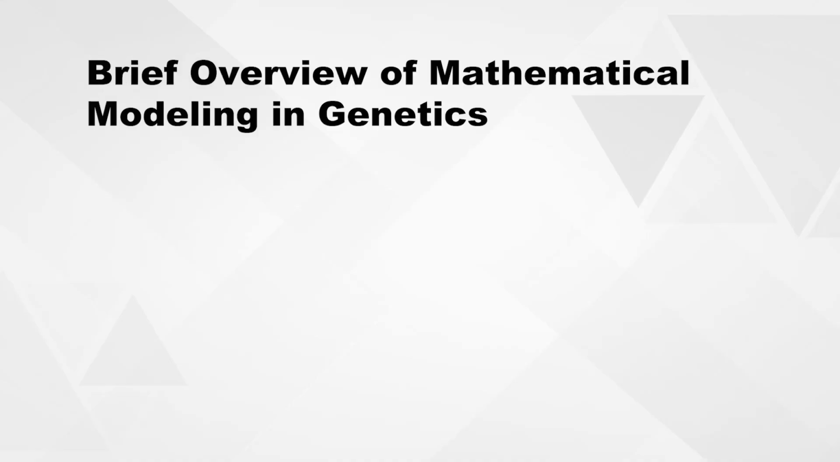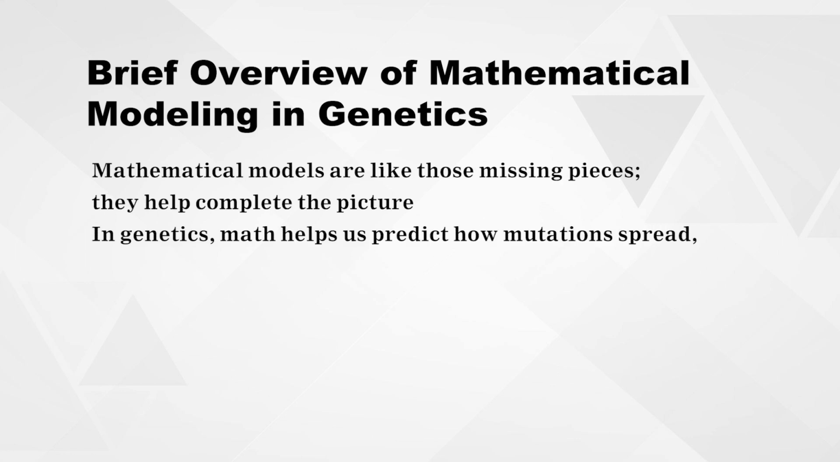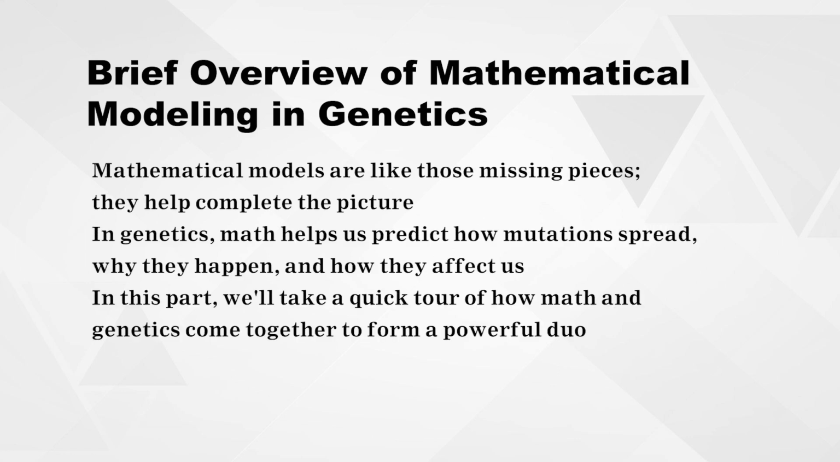Now, before I go ahead, I will give a brief overview of mathematical modeling in genetics. Imagine you have a puzzle but some pieces are missing. Mathematical models are like those missing pieces. They help to complete the picture. In genetics, mathematics helps us predict how mutations spread, why they happen, and what their effects are. In this part, we will take a quick tour of how math and genetics come together and perform as a powerful duo to understand all these complicated methods.